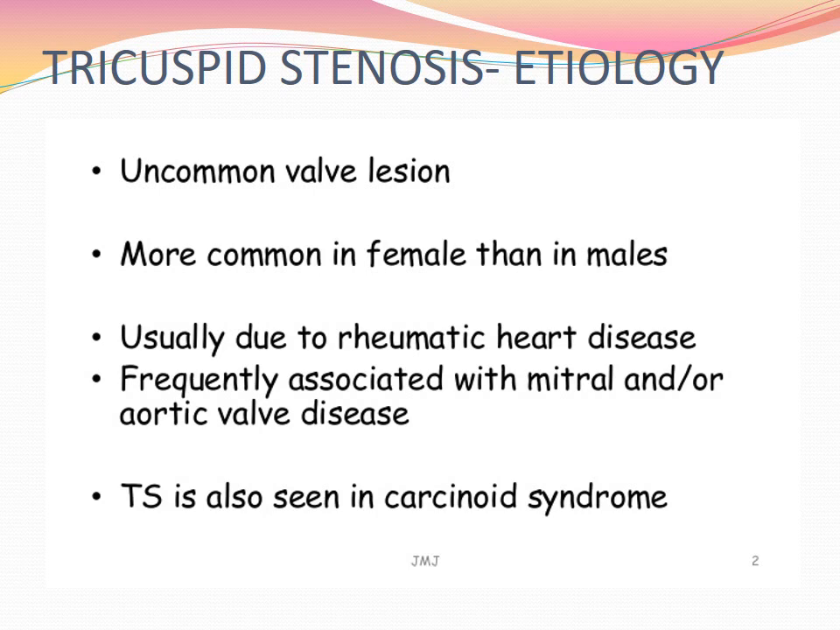Again, the etiology or the causative factors for this could be some kind of a valve lesion, and studies have shown that it is more common in females than in males. Rheumatic heart disease could be one of the most important causes, and most frequently this is associated with mitral and aortic valve disease also. Also you will see carcinoid syndrome, which is a tumor or a growth, and this could also be the cause of this tricuspid stenosis.